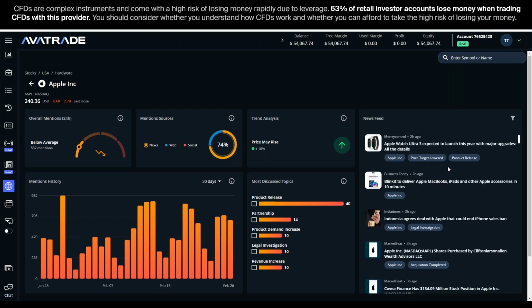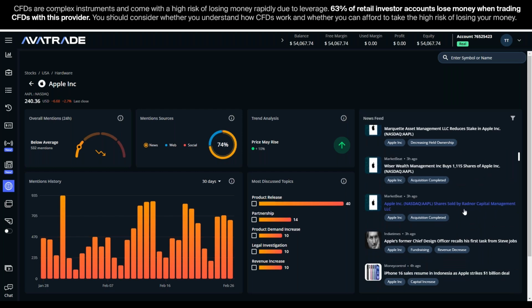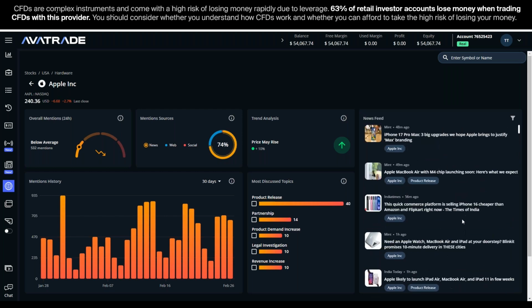You scroll down, you see an article, actually not India, but Indonesia agrees deal with Apple that could end iPhone sales ban. So iPhone ban might end in Indonesia. That's positive news. It's positive momentum. And I swear I saw something about India as well, but I could have mixed up India and Indonesia. So you go through, anyways, the process, find a few articles that are most recent.